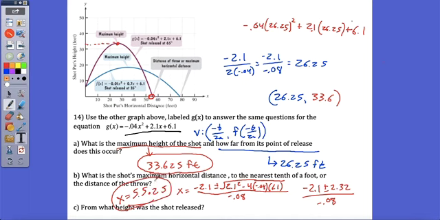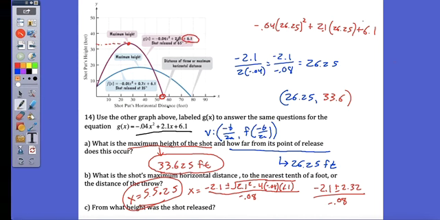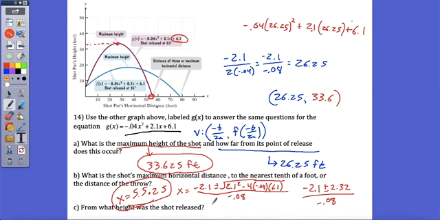And then lastly, to answer this question, from what height was the shot released? Well, to find the release height, that's just the y value when it's at the very beginning, when x is 0, when it hasn't moved at all horizontally. If we plug in 0 for all the x's, we'll get y is 6.1. So that's how we get 6.1 feet for this problem down here.